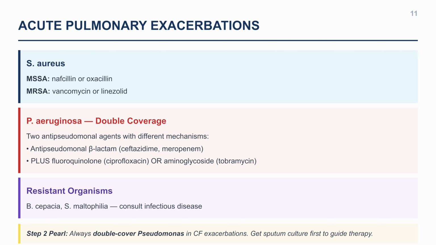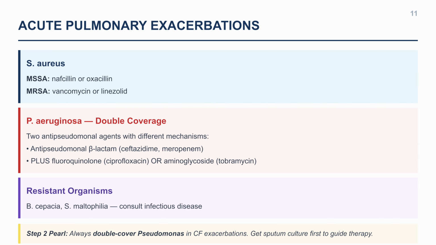Acute pulmonary exacerbations in CF require aggressive antibiotic therapy based on the sputum culture. For Staph aureus, if it is methicillin sensitive, use nafcillin or oxacillin. For methicillin-resistant Staph aureus, use vancomycin or linezolid. For Pseudomonas aeruginosa, always use double coverage, meaning 2 anti-pseudomonal antibiotics with different mechanisms of action.